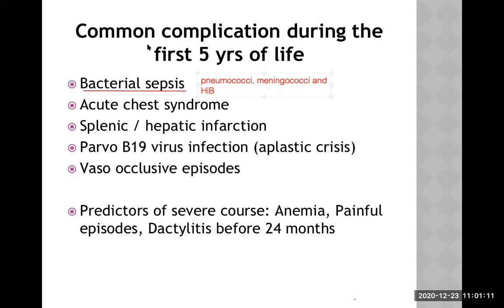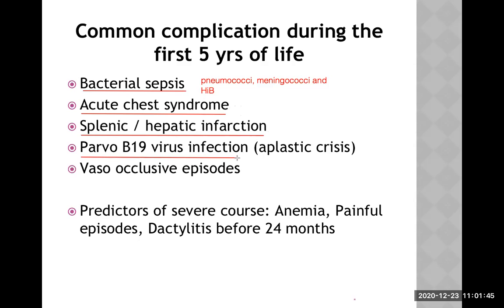Another is acute chest syndrome, already talked about. Acute chest syndrome means there is pulmonary infarction development because of the blockage of the capillaries inside the lung. And this child develops acute chest pain and cough along with breathlessness and hypoxic episodes as well. Another is splenic or hepatic infarction. Not only the spleen, the liver can also be infarcted. Different areas, patchy type of infarction.